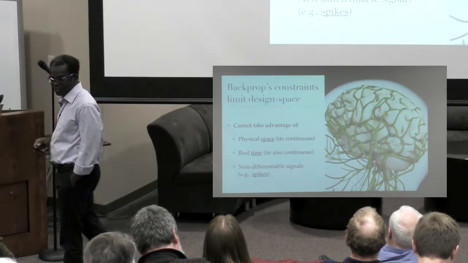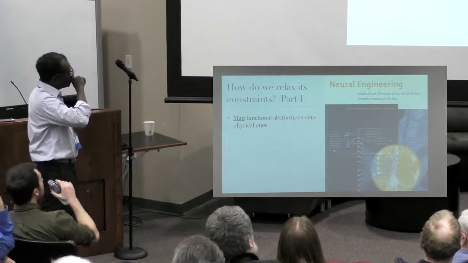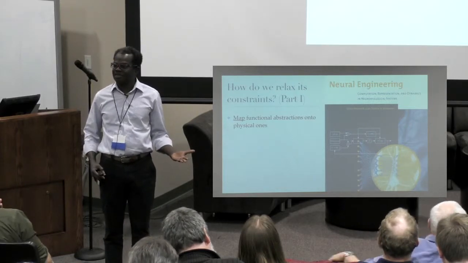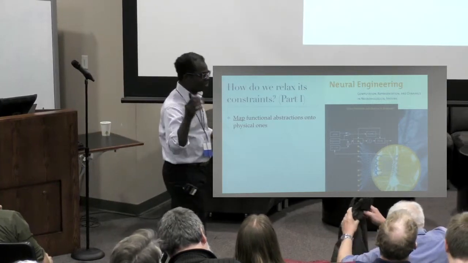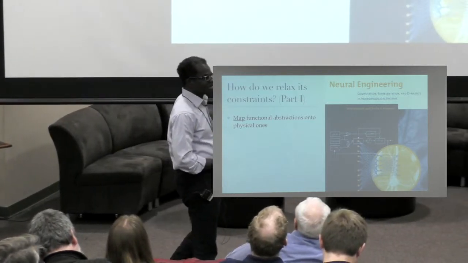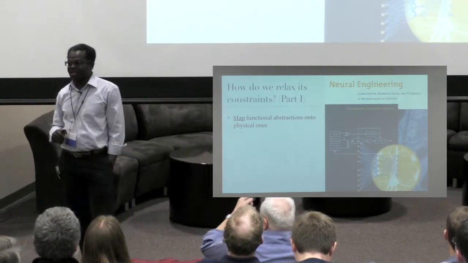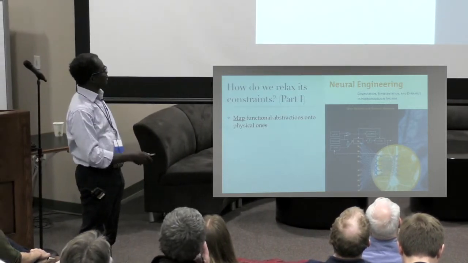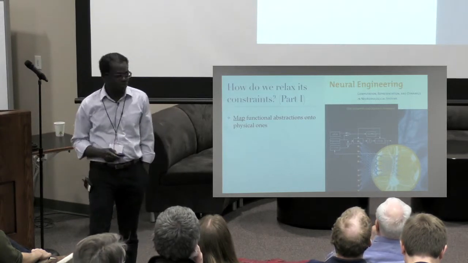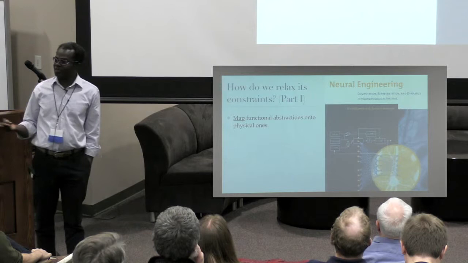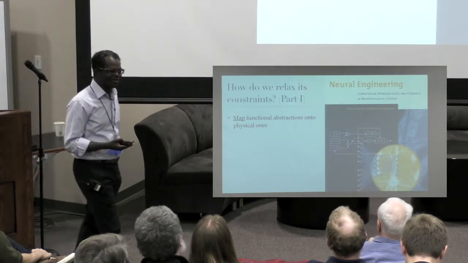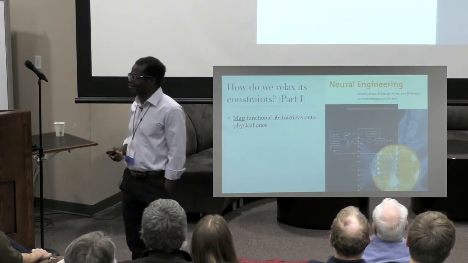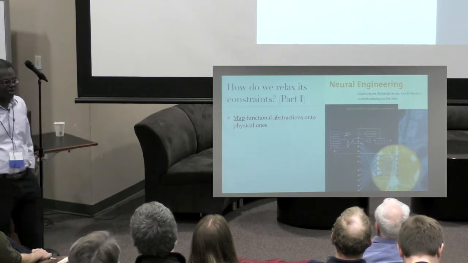So how can we get around these constraints? Well, how do we relax? Part one is that we can divorce the hardware level abstraction from the functional level abstraction. We can live with our discrete time, discrete space abstraction, differentiable functions for training, and then find a way of mapping those high-level functional abstractions onto physical ones. This is what computers do, right? A computer doesn't actually run Python or any kind of code that you write. It munches on bits, but you never write down those bits. So they've divorced the physical level abstraction.